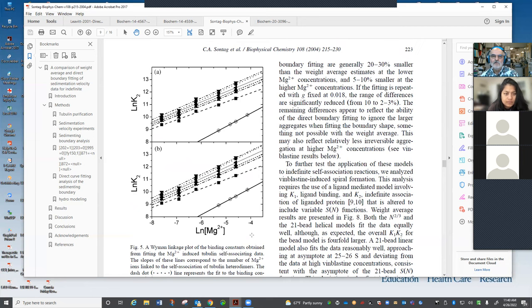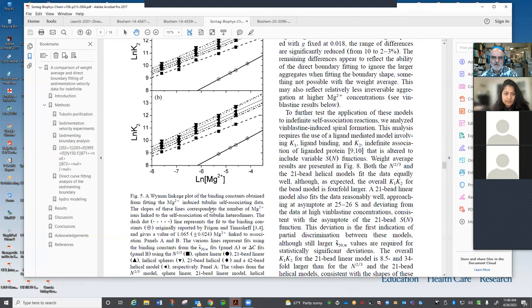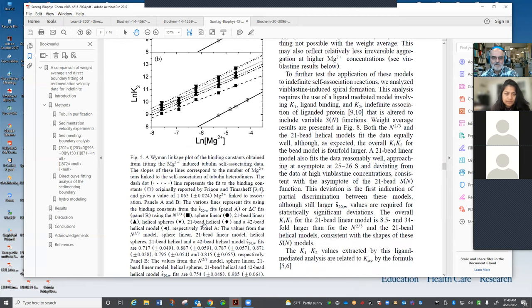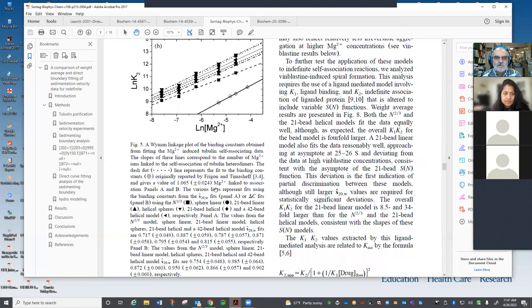So then we looked at all of these data and did a Wyman plot, the log of the equilibrium constant versus the magnesium concentration. This is all our data. This is the Frigon and Timasheff data. And so you can see that we're approximately getting the same answer. Here is the data from Frigon and Timasheff. They got a value like this. In the paper, it says 1.15. I don't remember why we get a slightly different number.